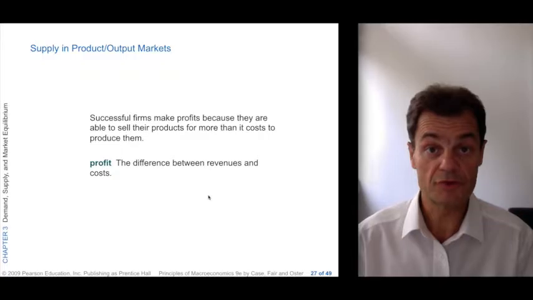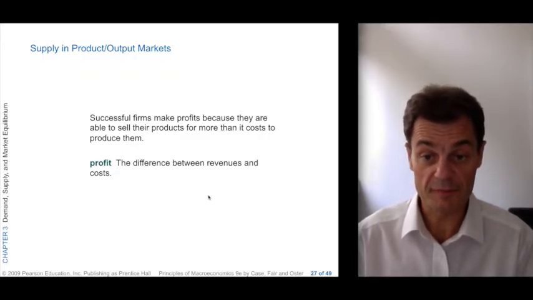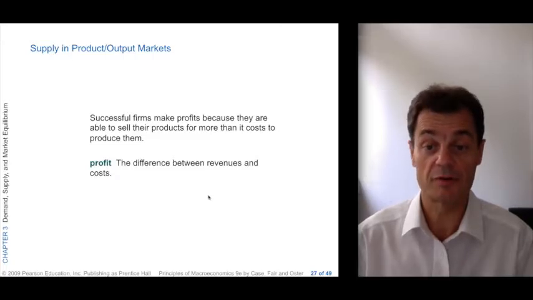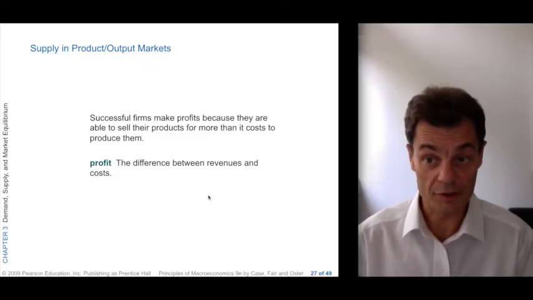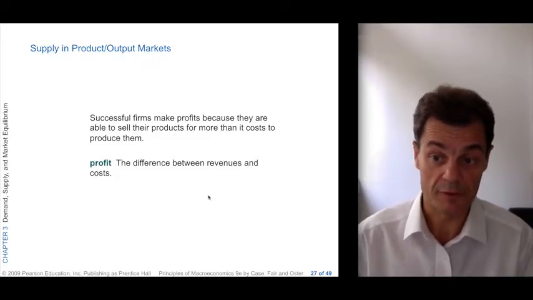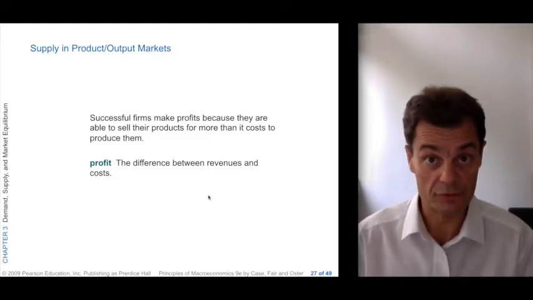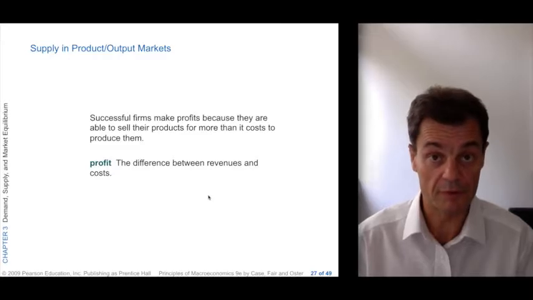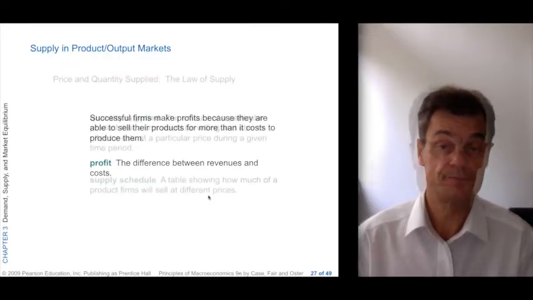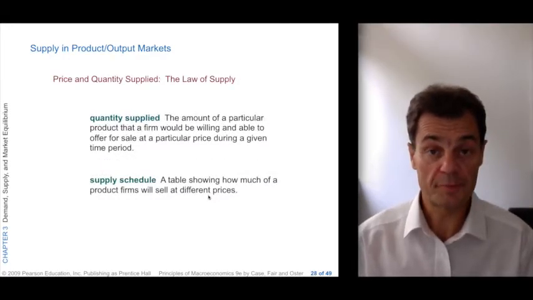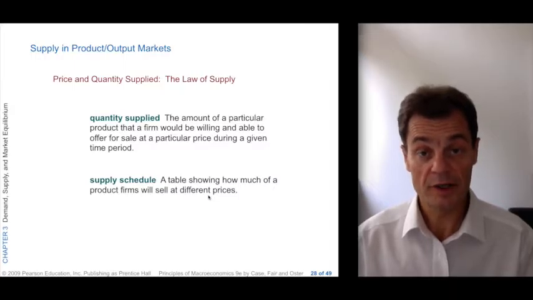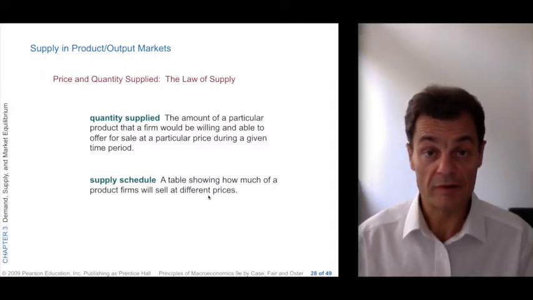Let's move now to the supply. Successful firms make profit because they are able to sell products for more than what it costs them to produce that product. And the profit is obviously the difference between the revenues generated from the sale of the product and the costs. Just like we have the law of demand, we have a law of supply.